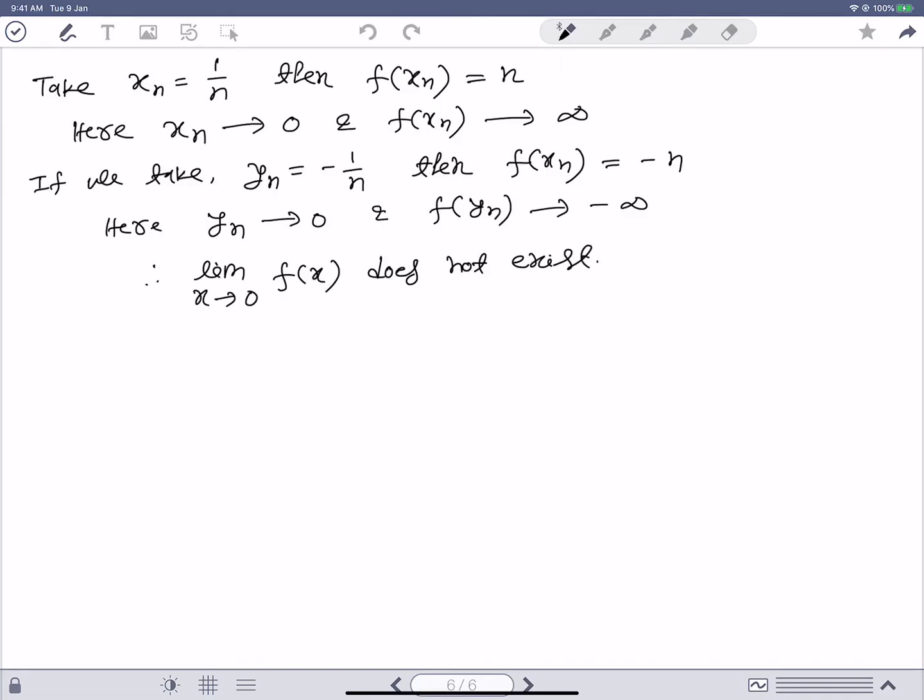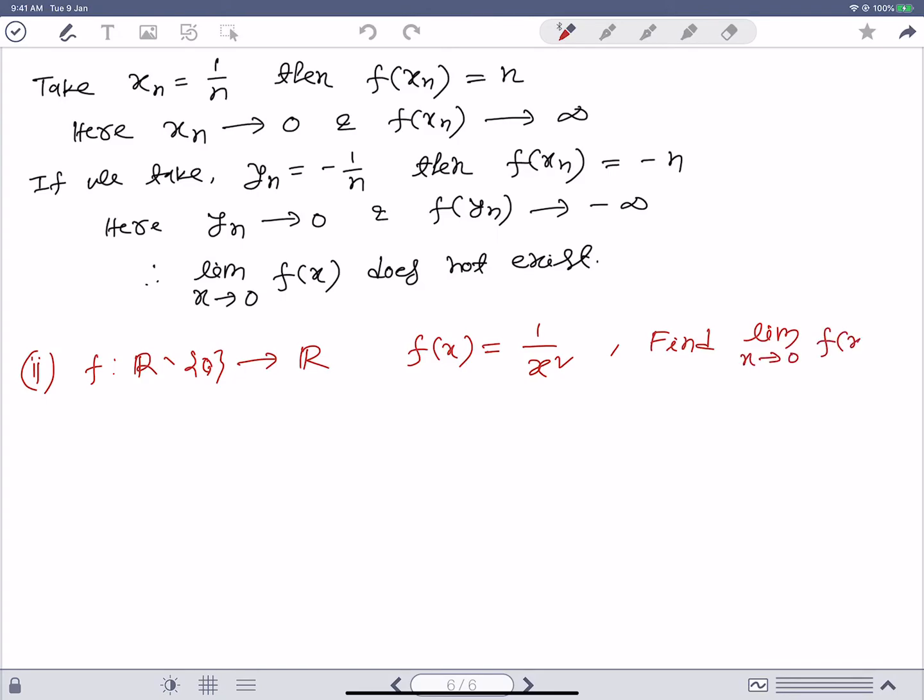Now what if my function is the same one, f from R minus 0 to R, and suppose f of x equals 1 by x square. So instead of 1 by x, we write f of x equal to 1 by x square. Then what will be my limit as x tends to 0 of f of x? Now here you can check that the limit exists and it is infinite. Limit exists means that the infinite limit exists.